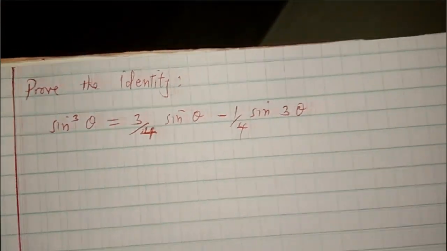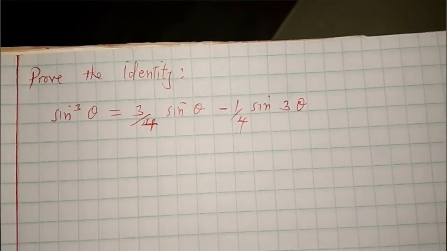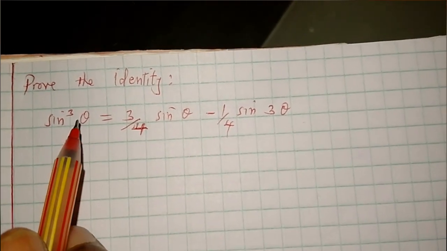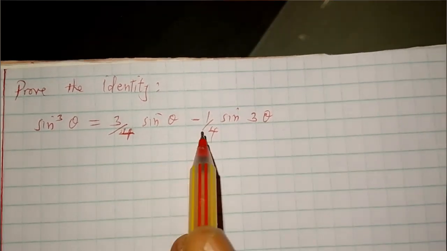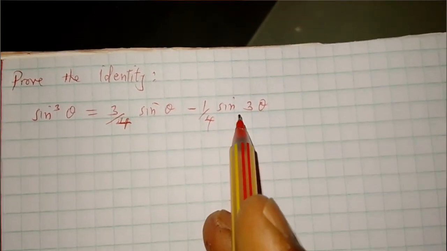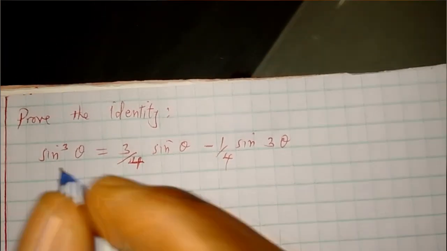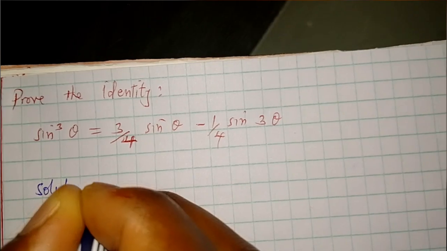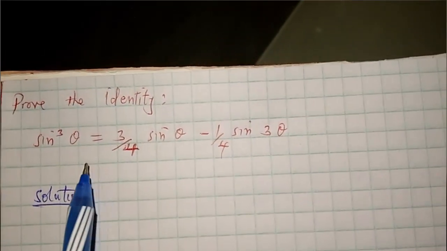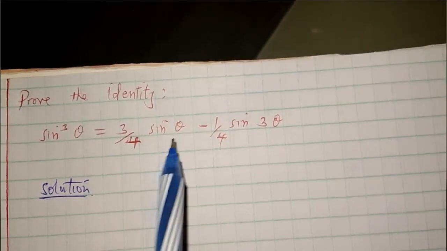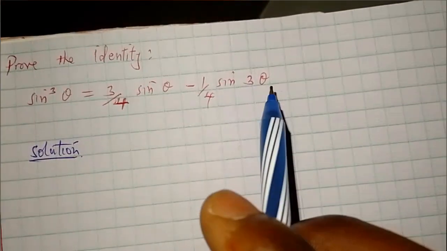This will be explaining: prove the identity sine cubed theta is equal to 3 over 4 sine theta minus a quarter sine 3 theta. Solution: you have been asked to prove that sine cubed theta is equal to 3 over 4 sine theta minus 1 over 4 sine 3 theta.